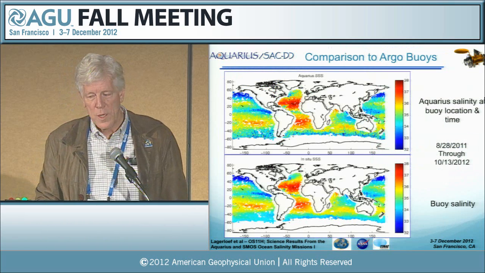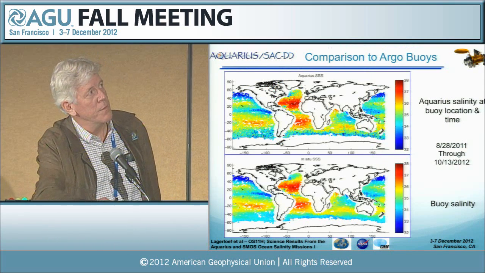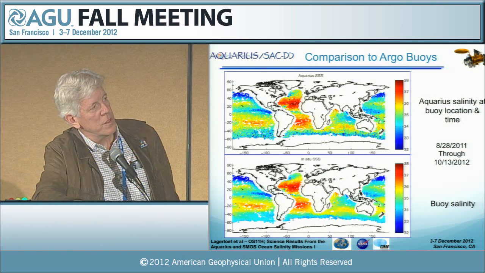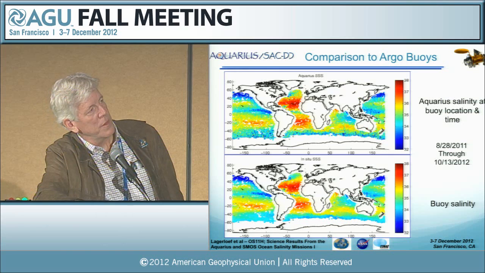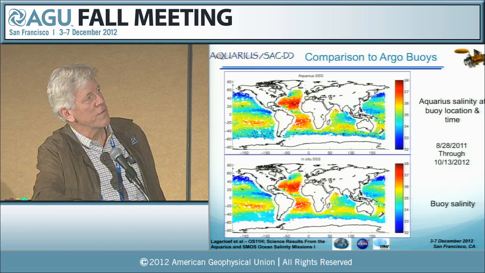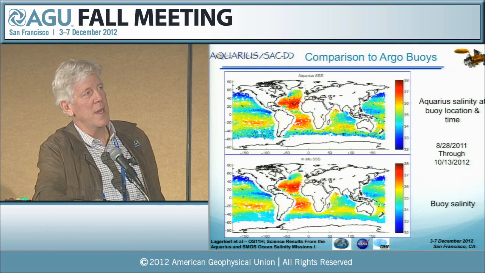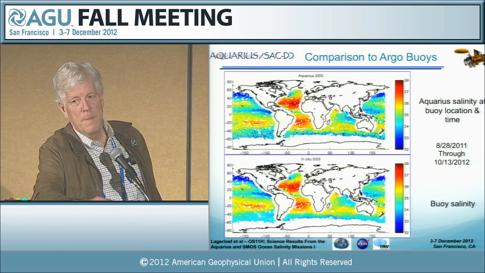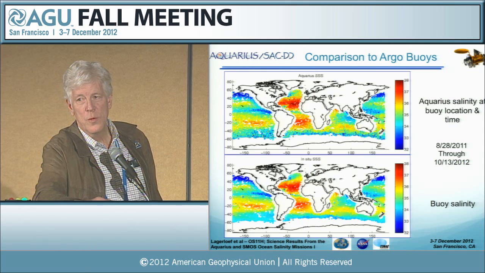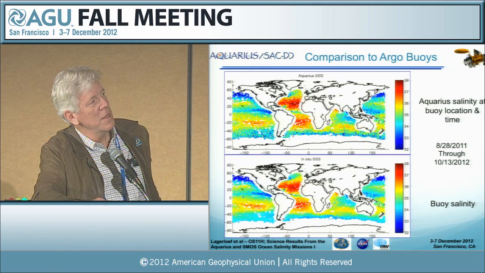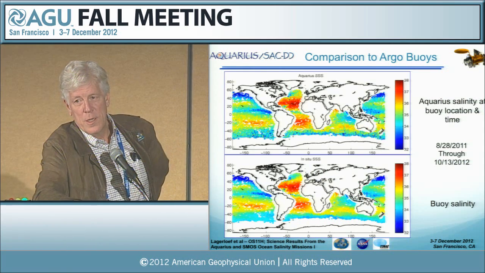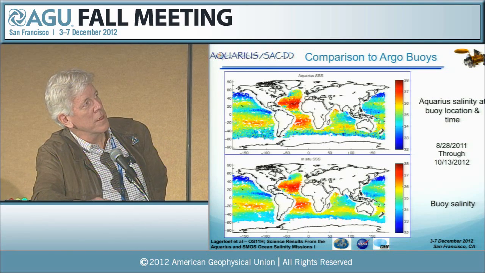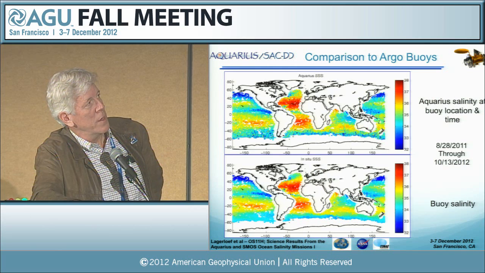This is a quick comparison between the data from Aquarius and the Argo data. This is data all the way up until the middle of October of this year, so it's a little bit over a year's worth of data. So this is all the buoy matchups. And what we do here is we plot the Aquarius salinity at the point where it matches up with a buoy. This is just a point comparison. And down here you see the buoy salinity at the same matchup point. And you can eyeball and tell quite clearly that we're measuring the same phenomenon quite well.